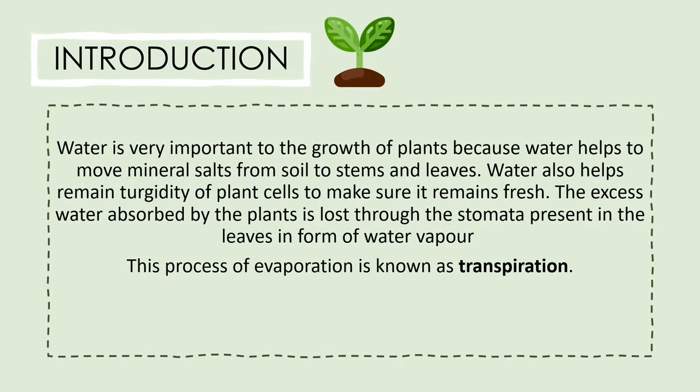Water is very important to the growth of plants because water helps to move mineral salt from soils to stems and leaves. Water also helps remain turgidity of plant cells to make sure it remains fresh. The excess water absorbed by plants is lost through the stomata present in the leaves in the form of water vapor. This process of evaporation is known as transpiration.